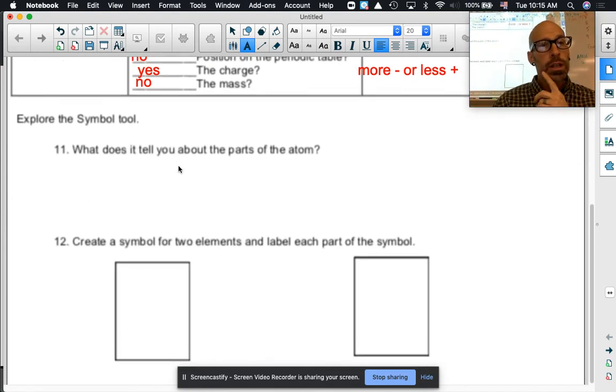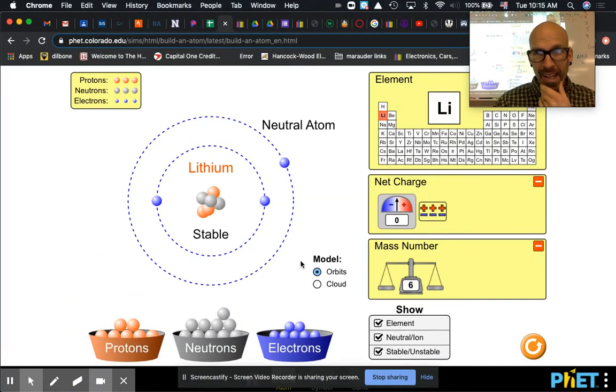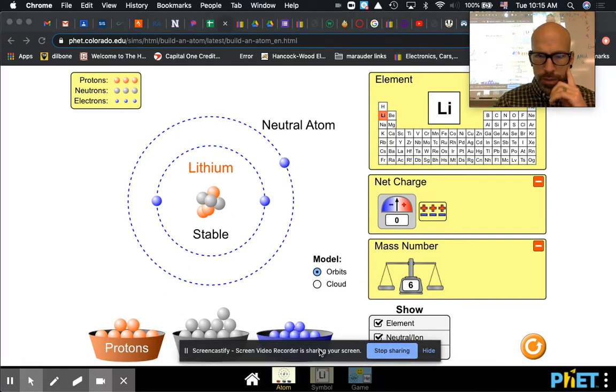Then you were supposed to go to the symbol tool and figure out what the symbol tool tells us about the parts of an atom. Well, where is that? You may not have even seen it or known that there was something on here. But down here, oh gosh, I wonder if I can get it with this thing in the way. There's a little symbol box down here.